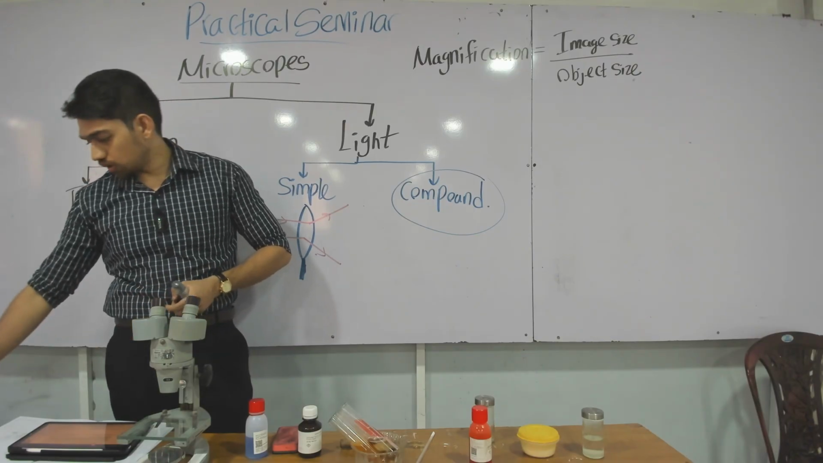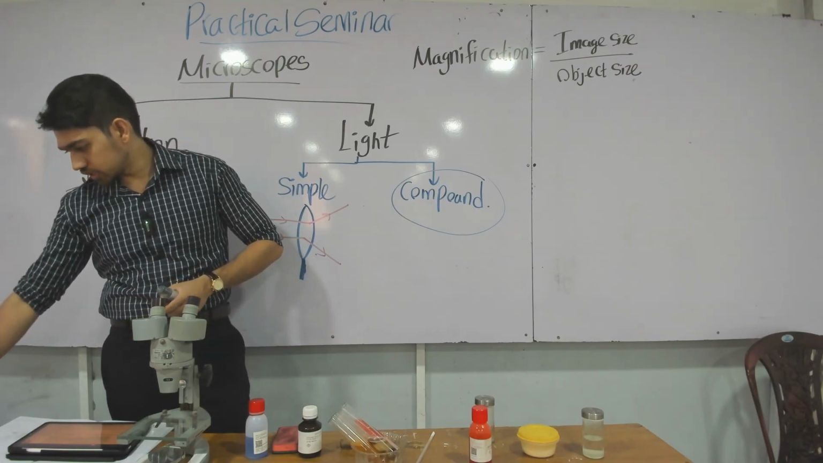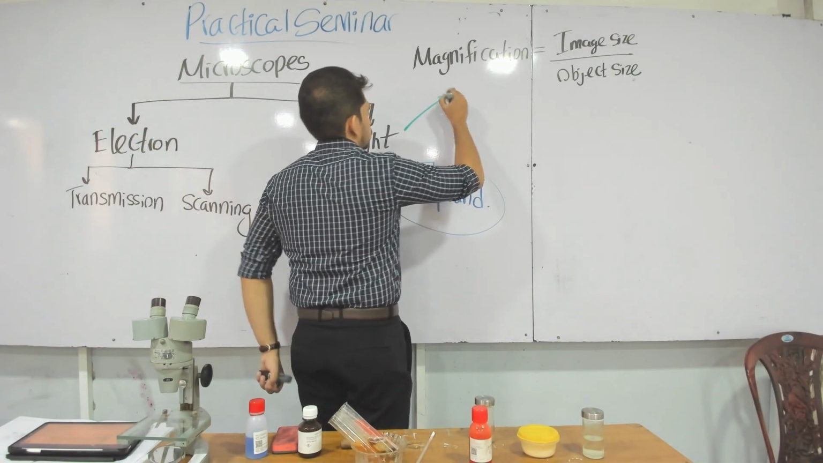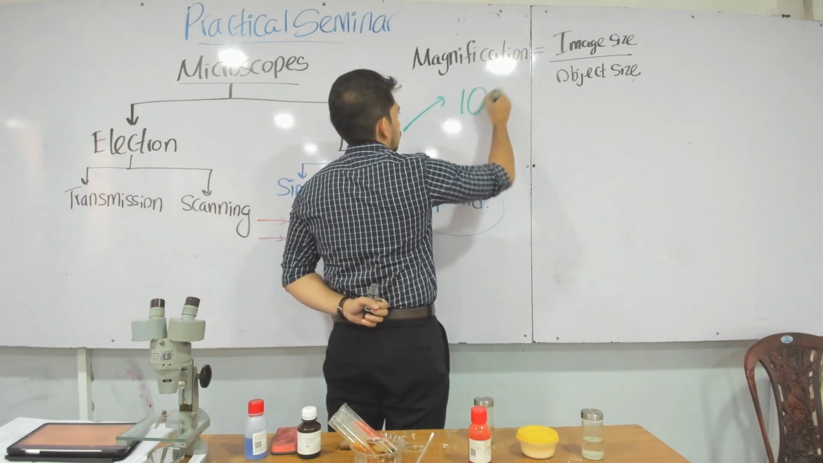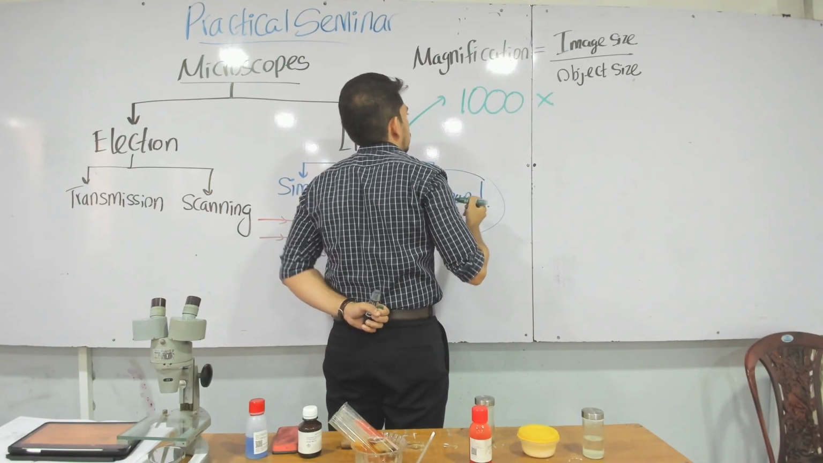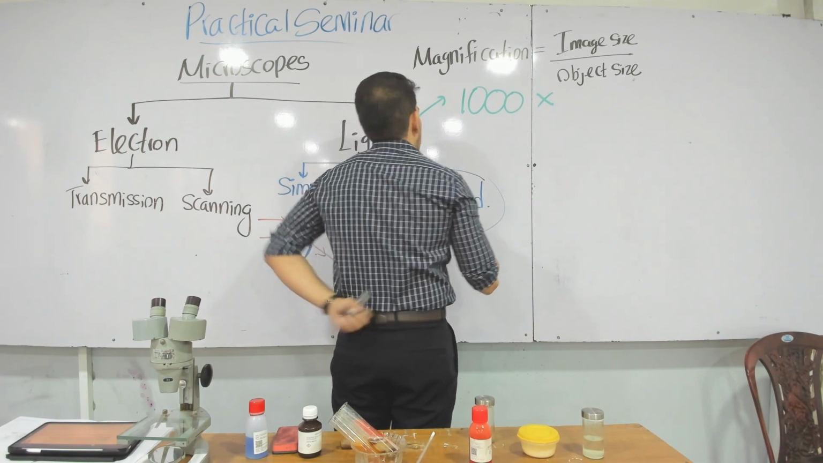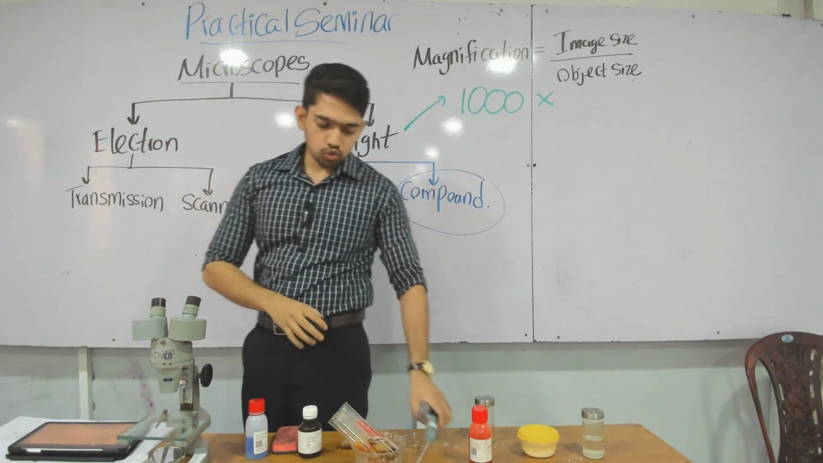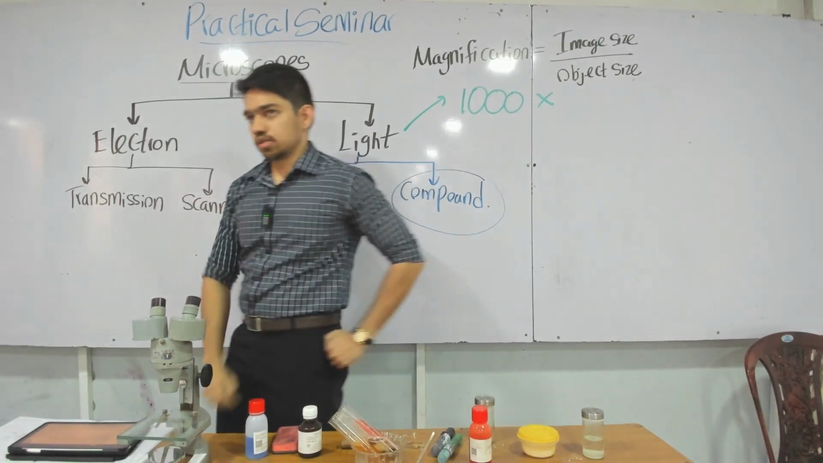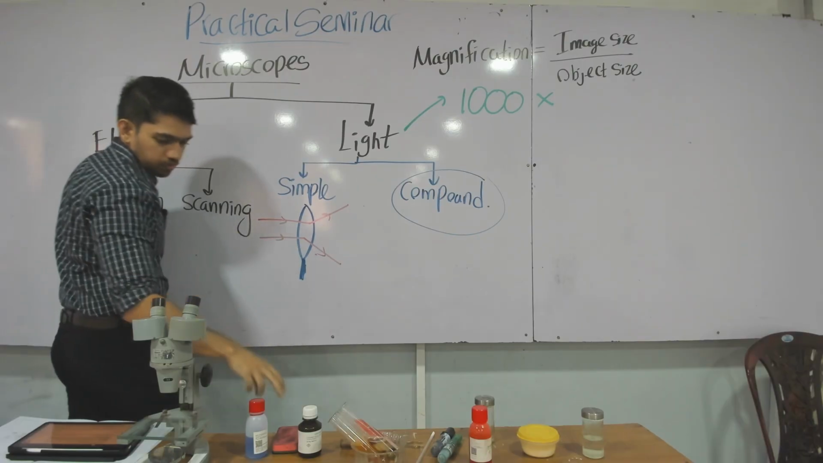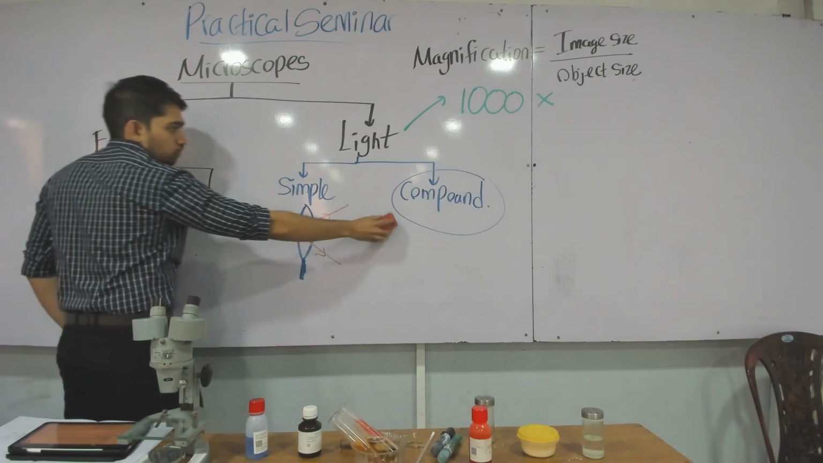If you take your light microscope, what is the maximum magnification? For a light microscope, it's about 1,000 times. If you take a compound light microscope, I told you it has two lenses. So I'll erase this part now. We are going to focus on this one.